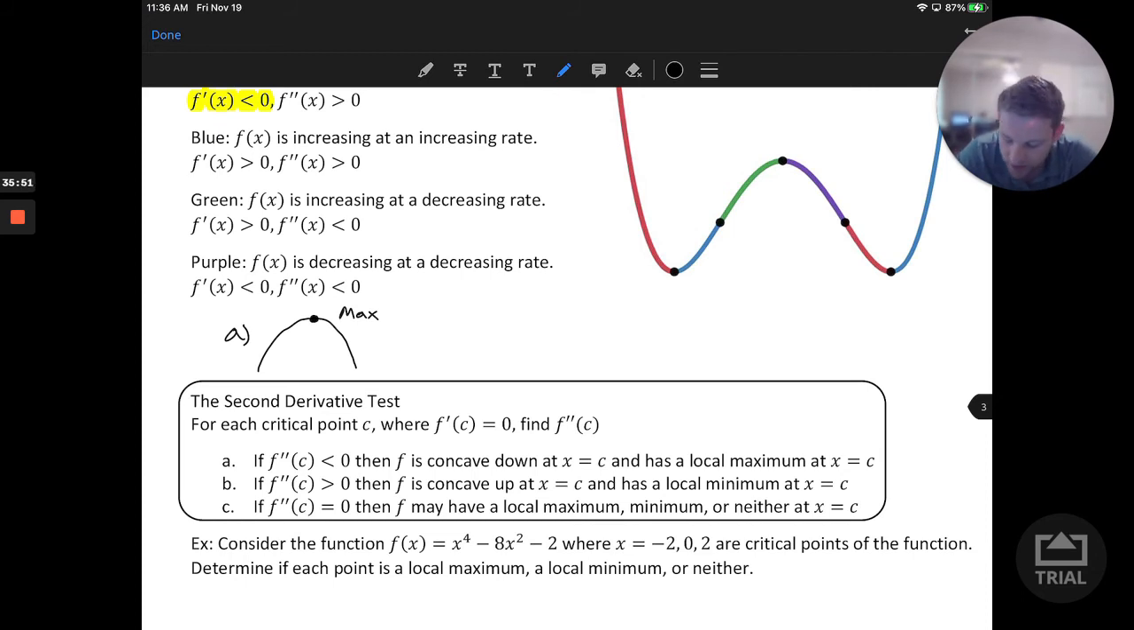Part B, if at that critical point we evaluate f double prime of c and that is greater than 0, that means we're going to be concave up, and x equals c is going to be a local minimum value. So at x equals c. So if we consider that case, part B, we would see that if we're concave up, the critical point is going to be a minimum value.